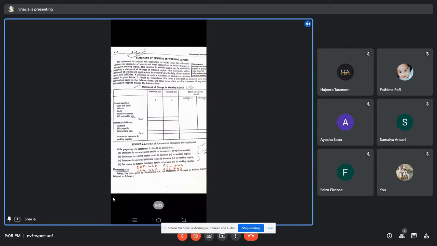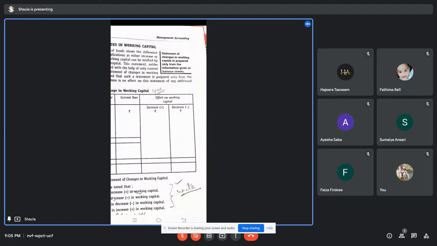Then comes the second most important format. Write it as statement of changes in the working capital. This is very, very important. So here, write down this format. Take down the definition also. You can just write down from the table. A small table is given here. See, the statement of changes in working capital is prepared only from the information given in the balance sheets. This is done on the basis of balance sheet information.